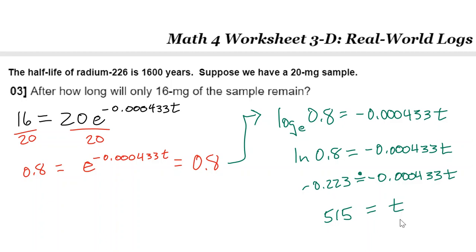So that would be 515 years. Of course, we're talking about half-life. After 1600 years, it would be 10 milligrams, but we're only going down to 16. So it makes sense that it's much less than the 1600 years of a half-life. Okay.